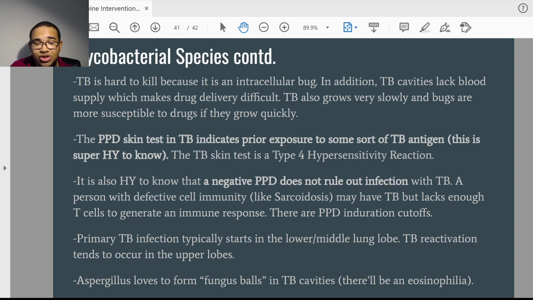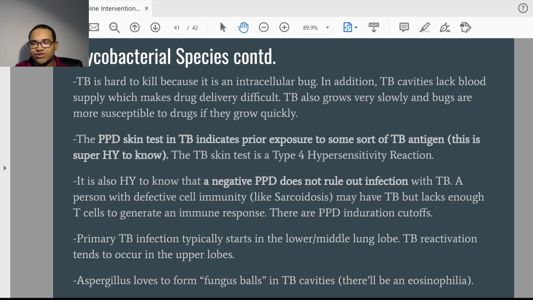And again, if your PPD is positive, it means you've been exposed to TB in some way, shape, or form. And don't forget your induration limits, right? So basically, people are like, oh, Divine, it's so hard to remember. It's tough, yada, yada, yada. Let me give you a trick. If you have induration that is more than 5 millimeters, think of an immunocompromised person being positive for TB. If you have induration of the skin that's more than 10 millimeters, think of people with chronic illness and healthcare workers. That's a nice classification system there. And then if you're more than 15 millimeters, then it's positive. Everyone, if your induration is more than 15 millimeters, you have TB, right?